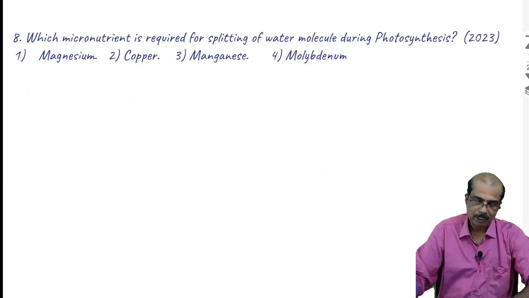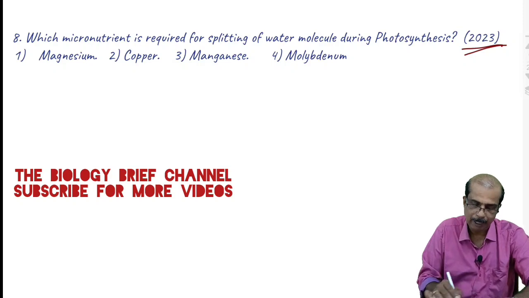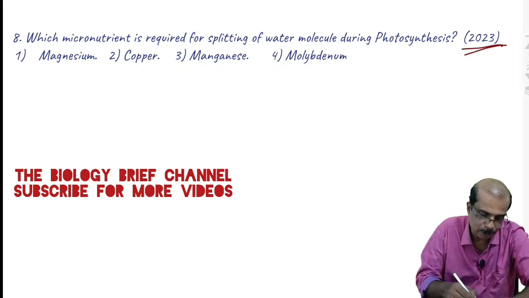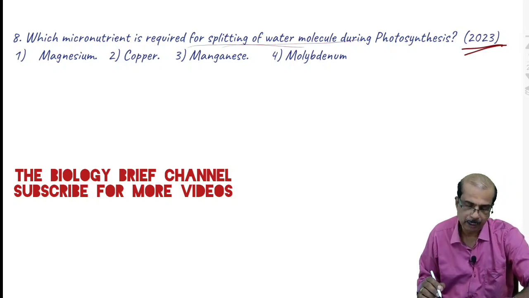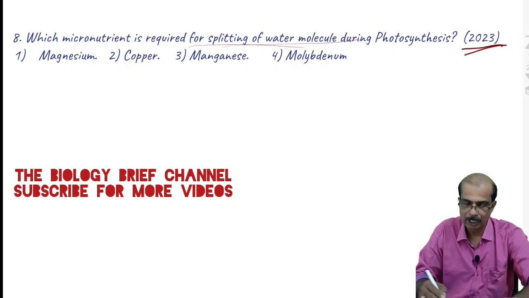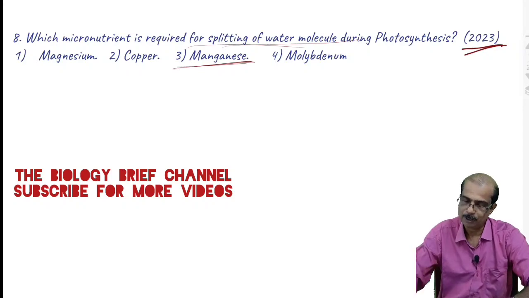Coming to the next question, 8th question, 2023 NEET examination. Which micronutrient is required for splitting of water molecule during photosynthesis? Photolysis of water. The micronutrient required for photolysis of water during photosynthesis is manganese. This is a direct, easy question.